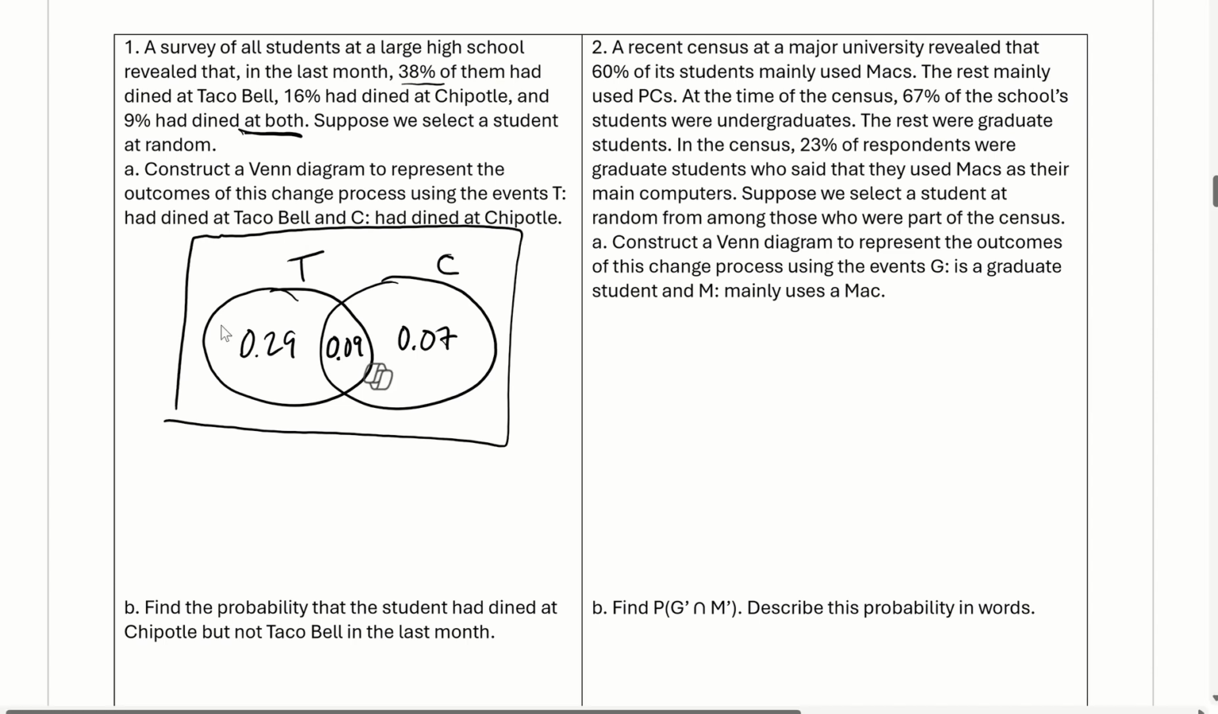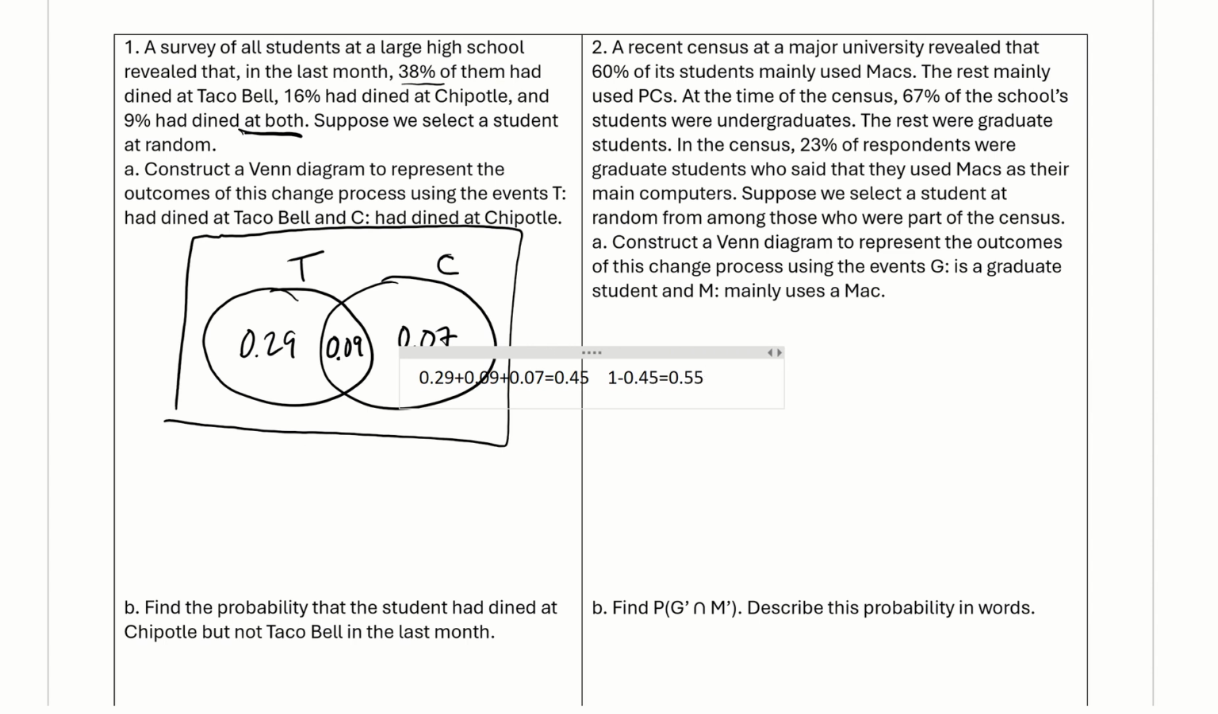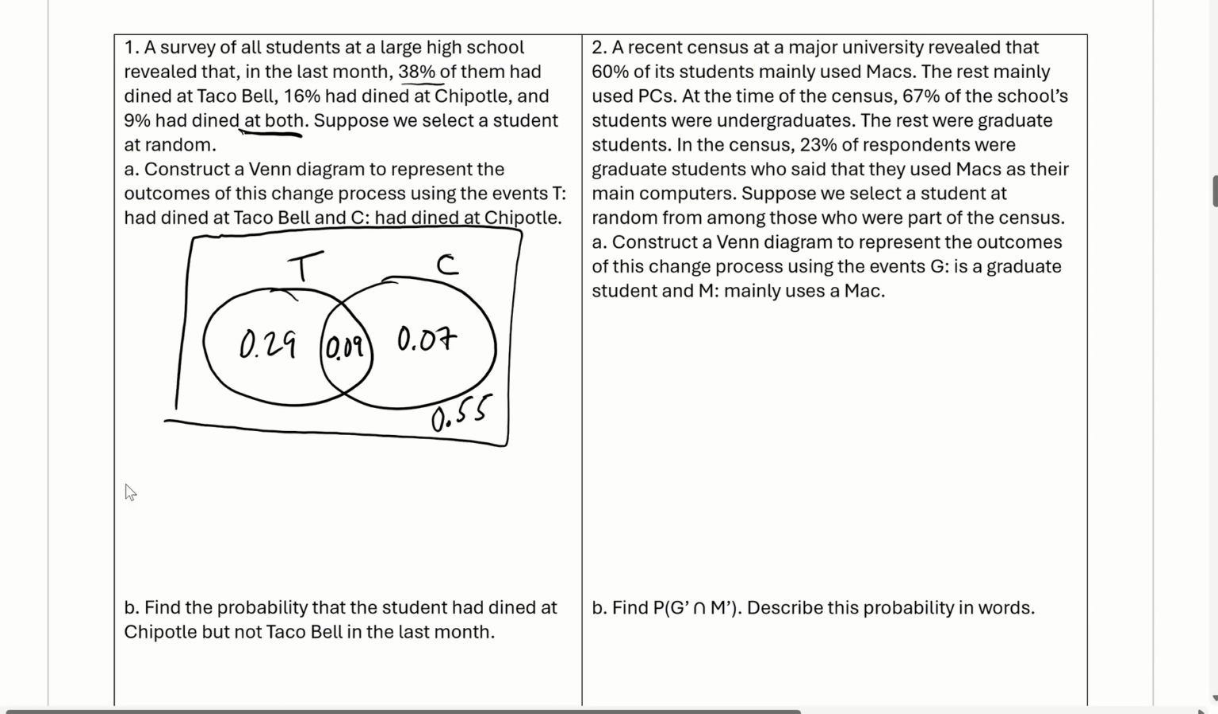All right, and then we got to figure out how many do neither. So they all have to add up to 1. So 0.29 plus 0.09 plus 0.07, that's 0.45. 1 minus 0.45 is 0.55. So 55% dined at neither. Okay, so there's my Venn diagram.